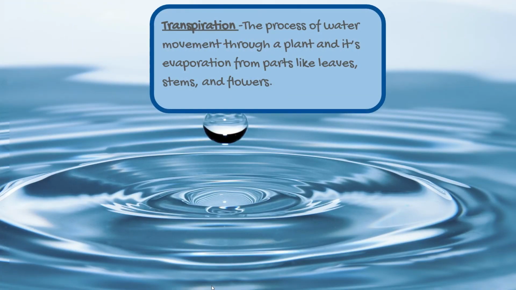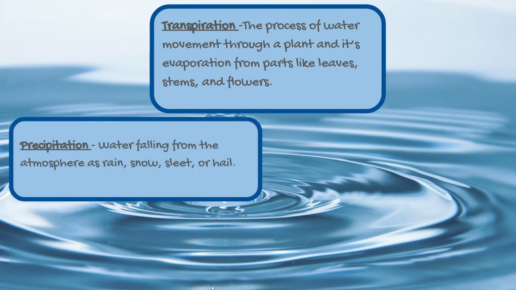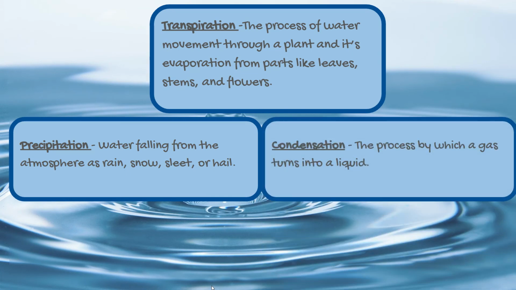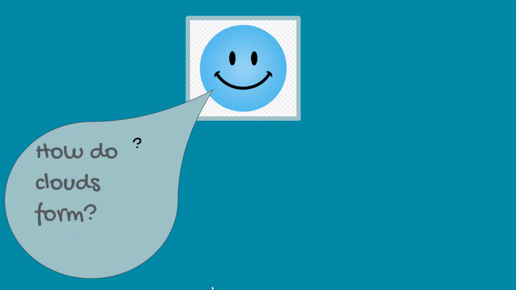Here we go. So transpiration, this is when it comes from like a tree or plant life. This is a process of water movement through a plant, and it's evaporation from parts like leaves, stems, and flowers. Precipitation is water falling from the atmosphere as rain, snow, sleet, or hail. And condensation is the process where gas turns into a liquid. Kind of touched on all of those here. And this gets us into how clouds form.